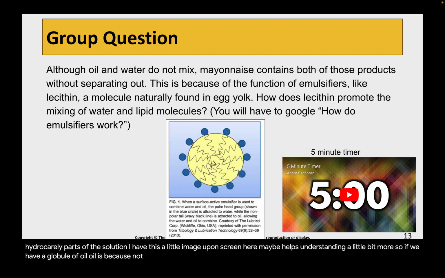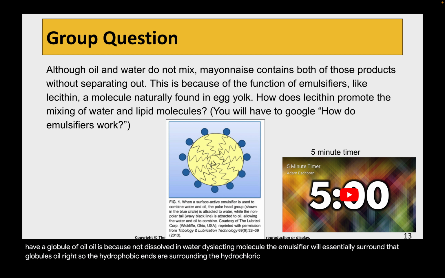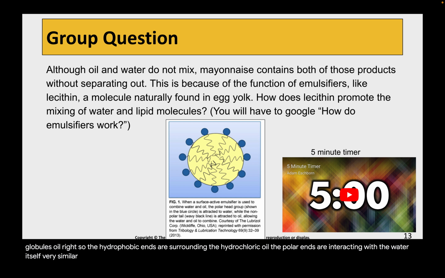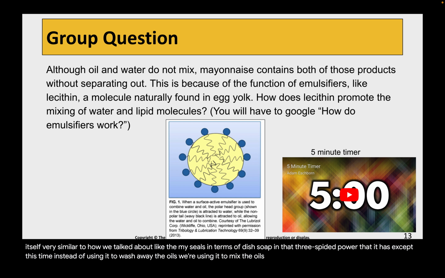This lecithin molecule, the emulsifier, will essentially surround that globule of oil. The hydrophobic ends are surrounding the hydrophobic oil, and the polar ends are interacting with the water itself. It's very similar to how we talked about micelles in terms of dish soap and its grease-fighting power, except this time, instead of using it to wash away the oils, we're using it to mix the oils in with the water. We're not washing it out. Any questions on this one?